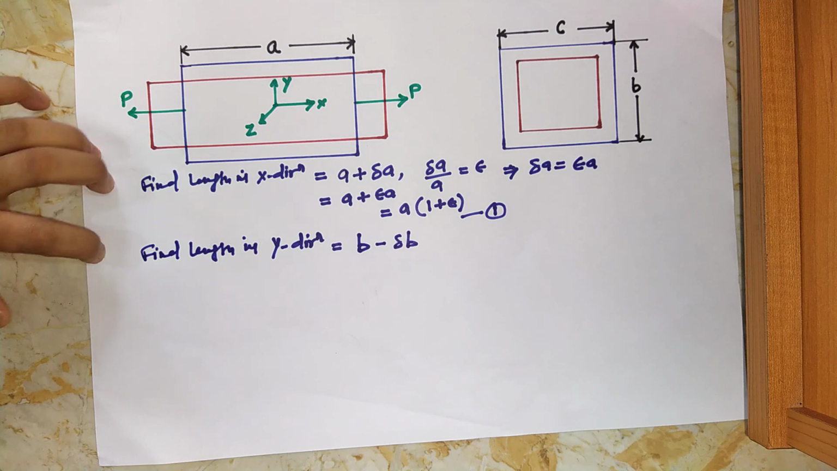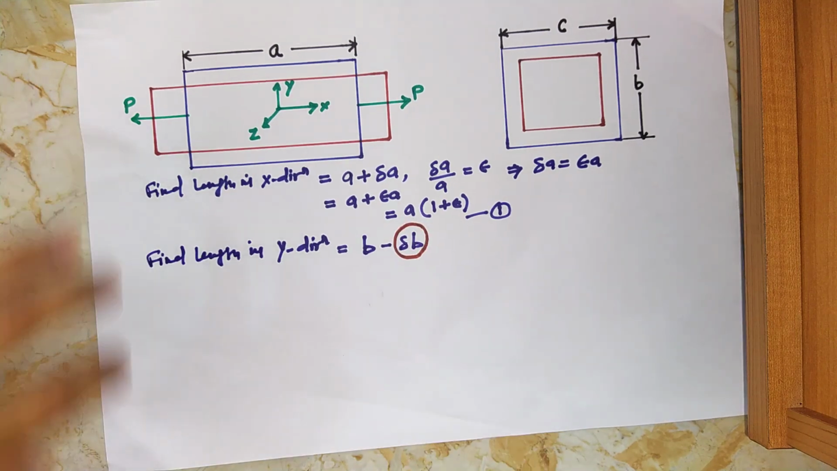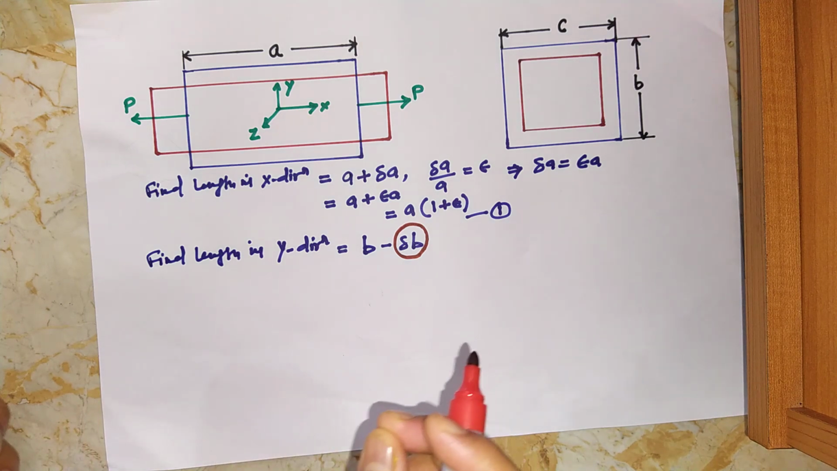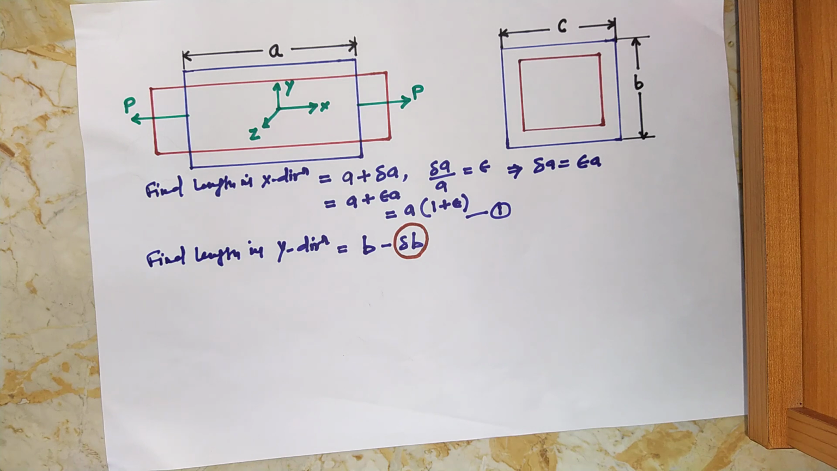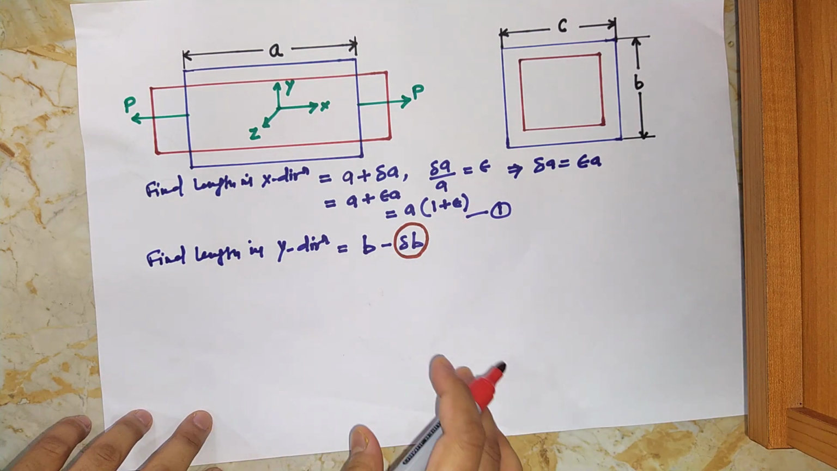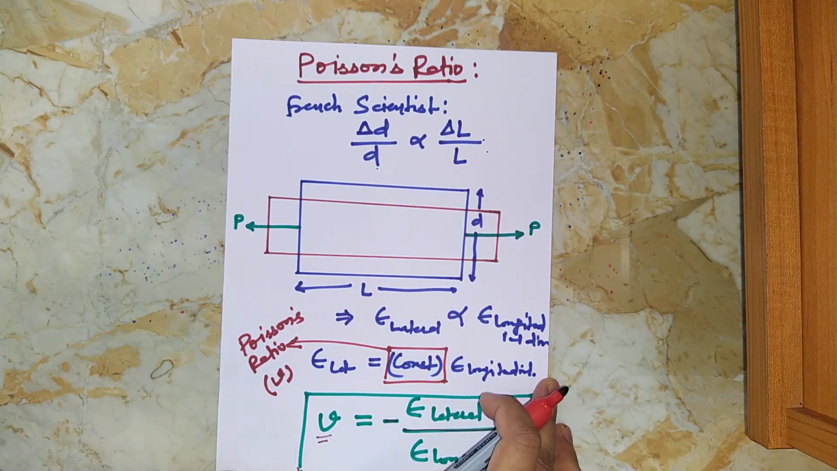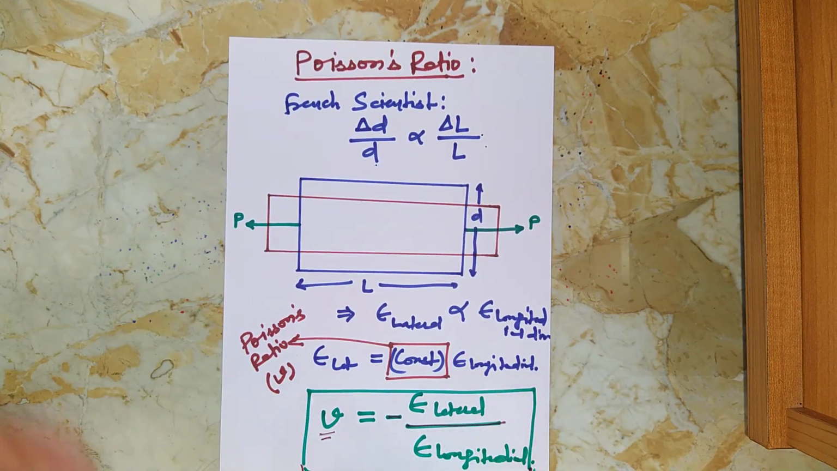Here we come at an important point wherein we find it difficult to calculate del b. What is the change in length in the lateral direction when the change in length in the axial direction is del a? So to calculate del b, we will discuss a very important natural phenomenon that every material exhibits, which is the Poisson's ratio. So now, what is Poisson's ratio?